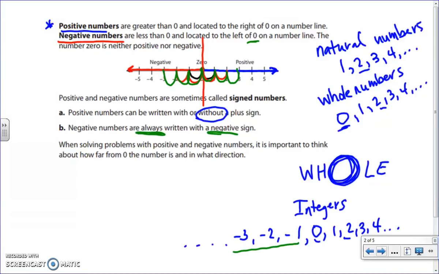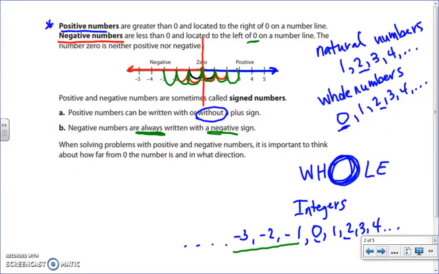If it's behind the number, someday you'll learn, if we had 5 minus 3, that is much different than -5 minus 3. I don't think that was a very good example. But the negative always goes in front of the number that you want to be negative.